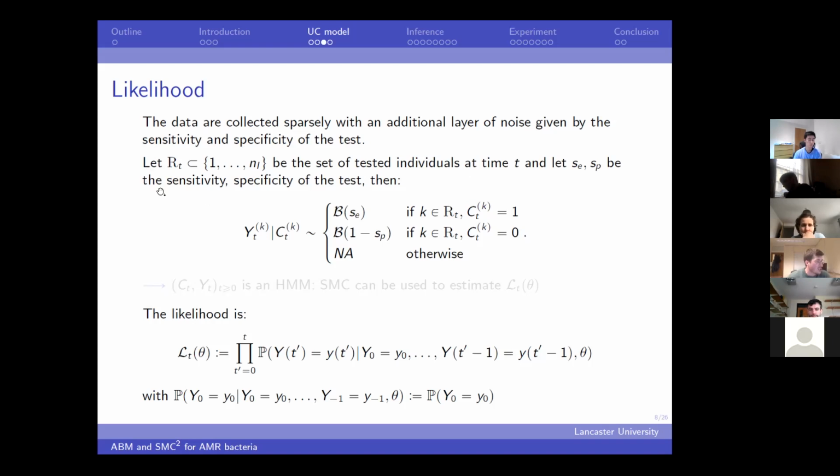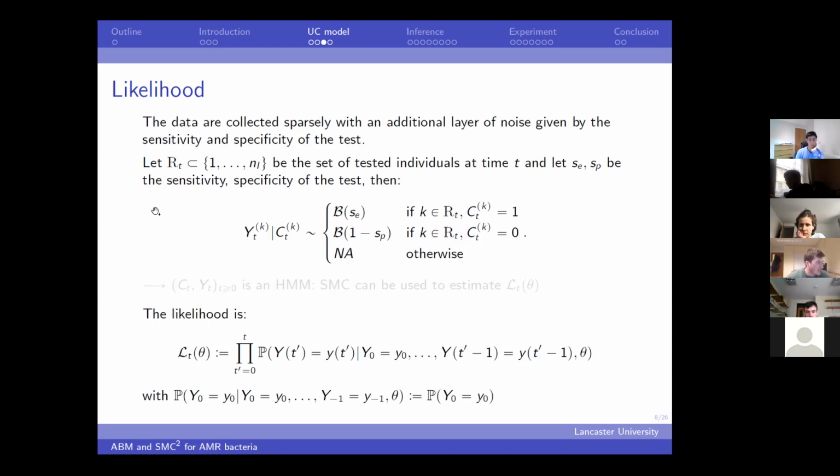So what makes sense is to use a subset of the individual indexes to model the individuals who are going to be reported at that time. We'll use the notation RT for those individuals. Moreover, we also add an extra layer of noise, which are these Bernoulli variables, which take into account false positives and false negatives in our tests. And of course, if the individual is not in our reported test set, then we'll have a not available number.